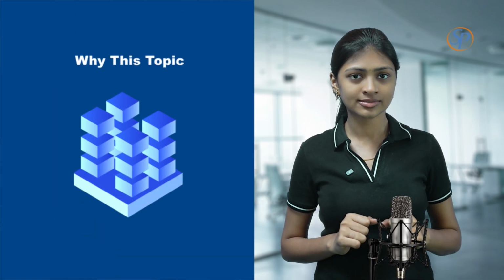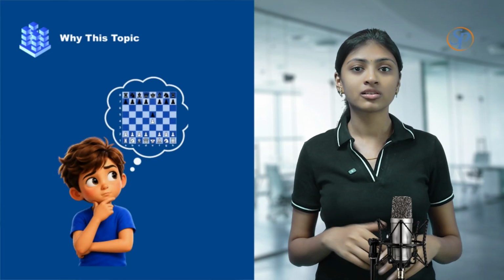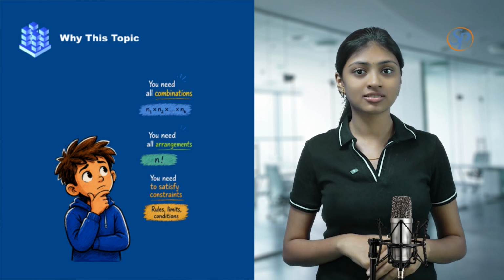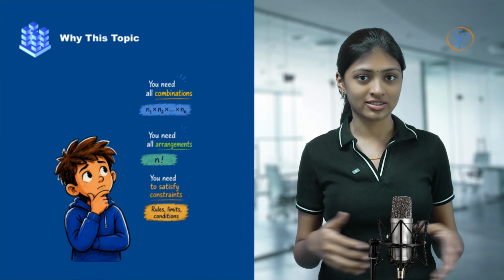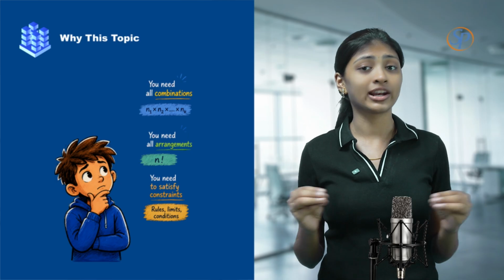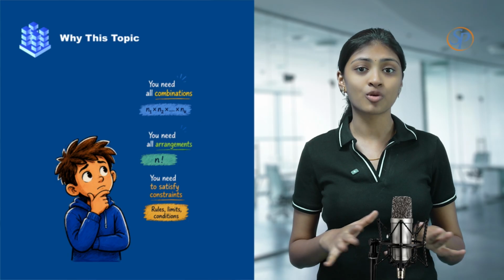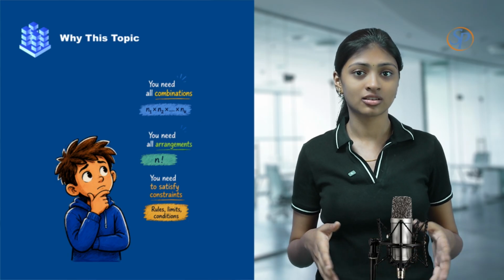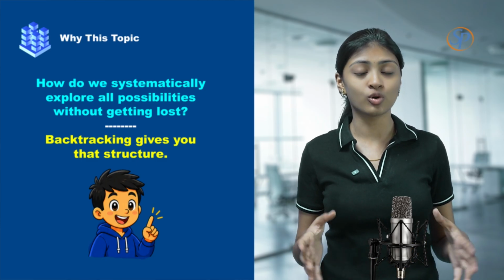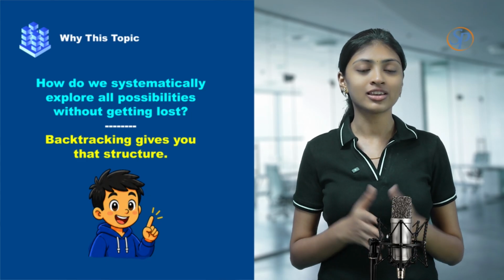Why do we need this? Now let's slow down and think. There are many problems where you need all combinations. You need all arrangements. You need to satisfy constraints. And the problem with this is there is no direct formula. There is no greedy shortcut. There is no dynamic programming reuse in many cases. So the question becomes, how do we systematically explore all possibilities without getting lost? Backtracking gives you that structure.